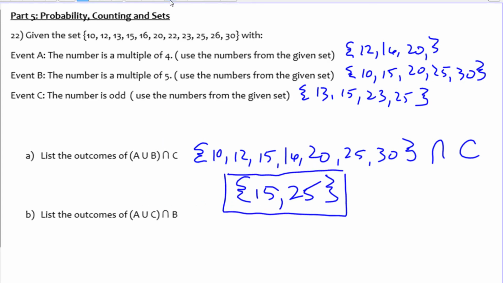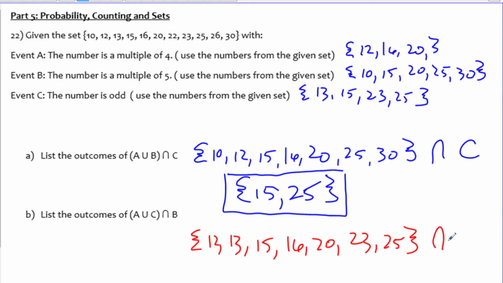Letter B is doing the same thing, and they're saying, what is A union C? So let's put together A and C. That looks like it's going to be 12, 13, 15, 16, 20, 23, and 25.